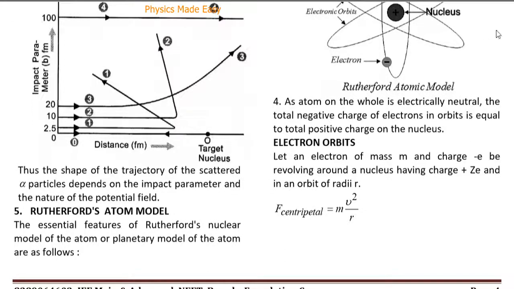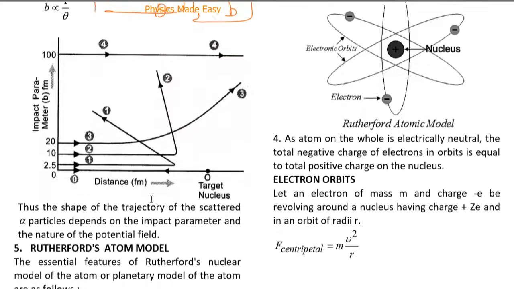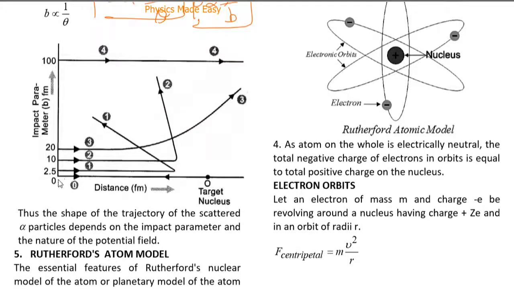Now here we have shown the trajectories. The shape of the trajectory of the scattered alpha particle depends upon the impact parameter. As impact parameter becomes large, the angle of scattering starts becoming small. Here, at zero level, this is the target nuclei. The alpha particle hits here and it retraces its path. Angle is 180.